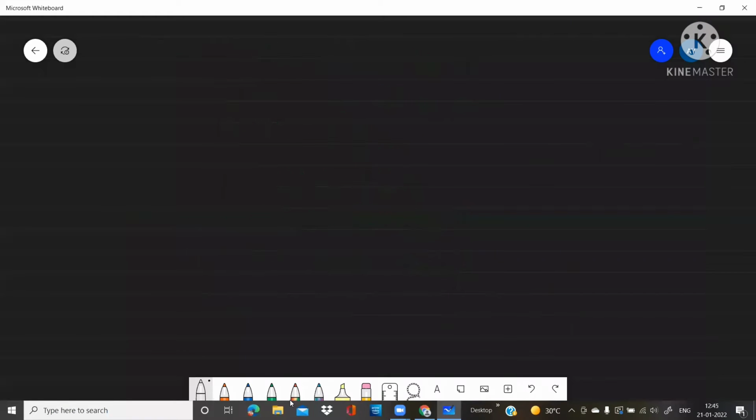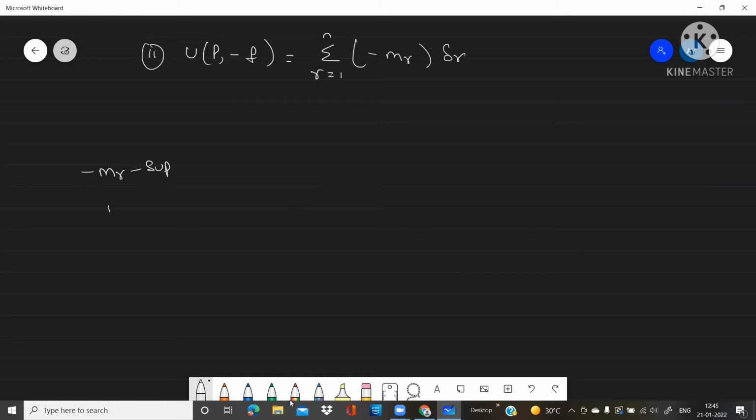What is the second bit? The second bit is U(P, minus F). How will you write this? Just take the summation r equals 1 to n of minus Mr into delta r. As in the previous slide, make sure that you take small mr as supremum and capital Mr as infimum. If you consider this, we'll be able to solve the second bit.